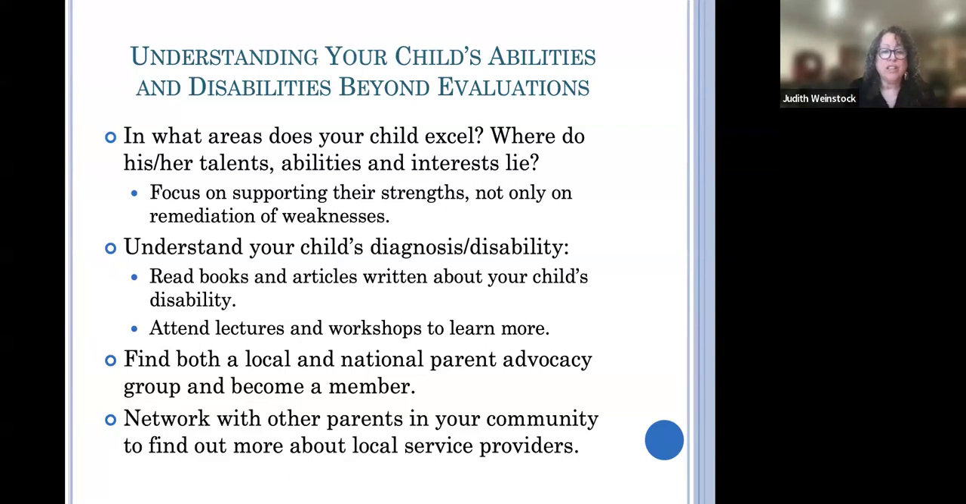And of course, networking with the parents in your local community to find out more about local service providers. It's also really helpful when parents talk to other parents about their experiences with the district and how they've been working with the child study team or the IEP team, and who different characters are in the process, like who's the director of special services, and you can get a lot of insight from parents.